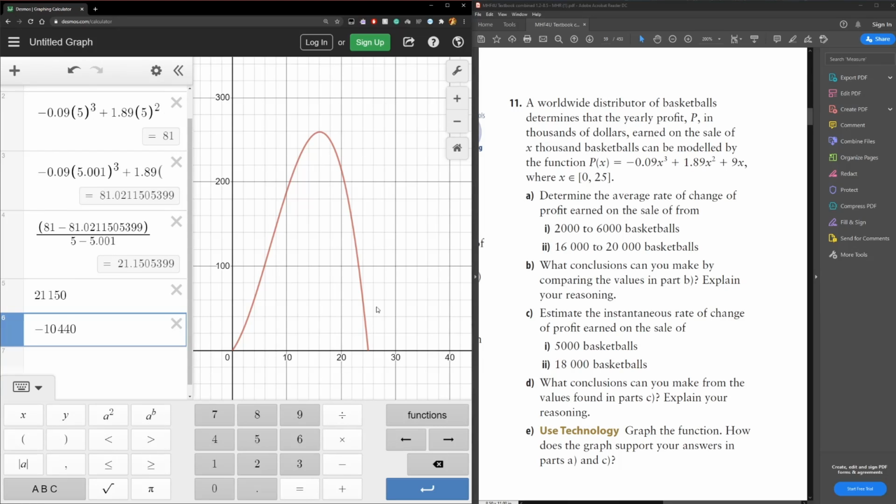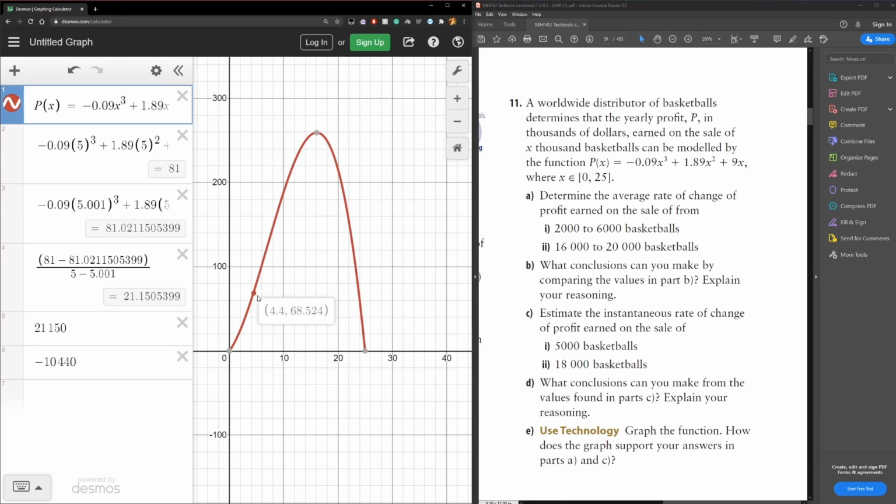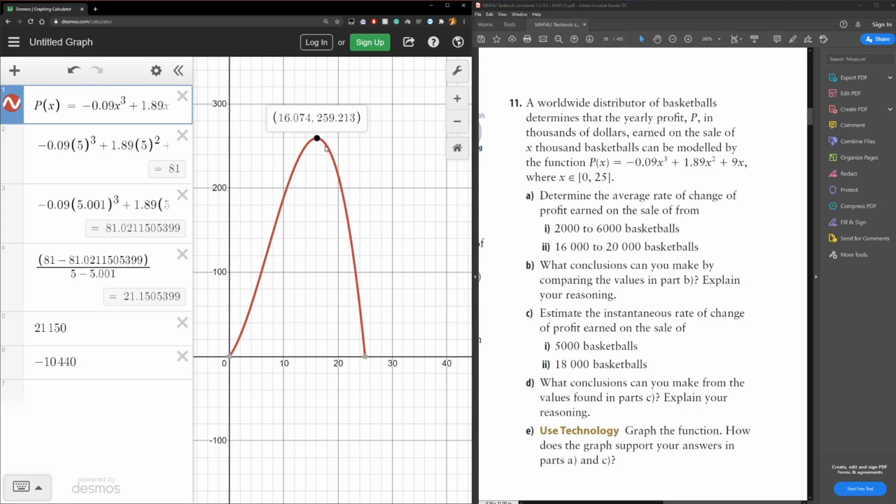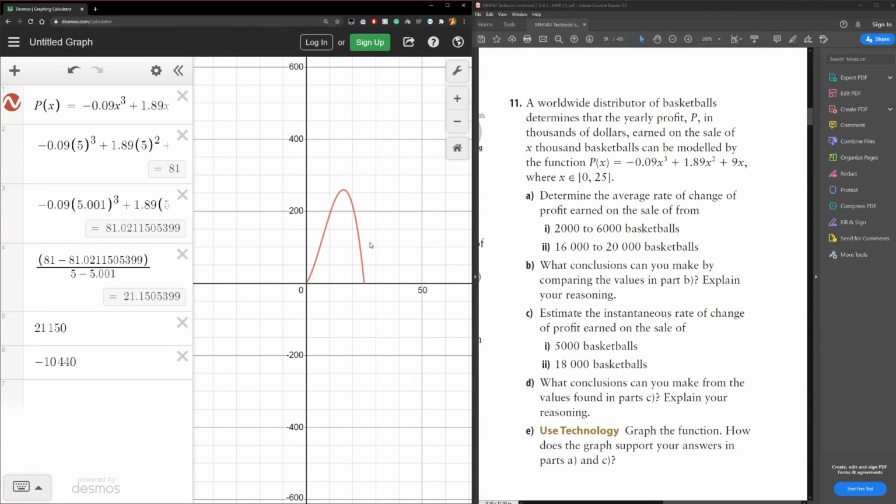This graph shows this rather well. As you can see, we're increasing all the way until 16. After 16, they're just starting to lose money. They're just not making any money anymore. And that's the sad part.